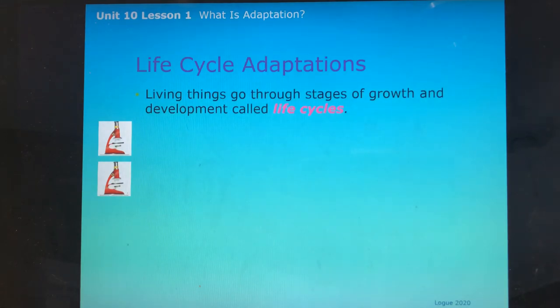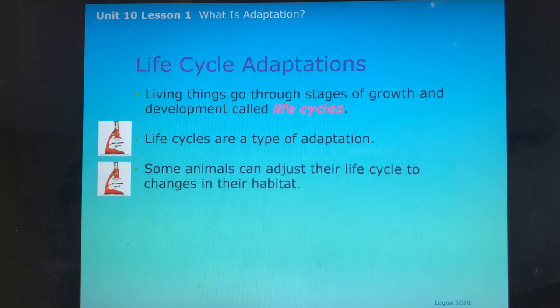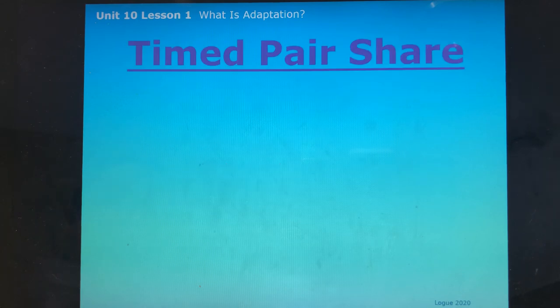Okay, life cycle adaptations. Living things go through stages of growth and development called life cycles. Life cycles are actually a type of adaptation. Some animals can adjust their life cycle to changes in their habitat. For example, in a very dry year, pregnant impala can wait up to a month until rain falls to give birth. This life cycle variation helps make sure that there is enough food and water for the young impalas to survive.